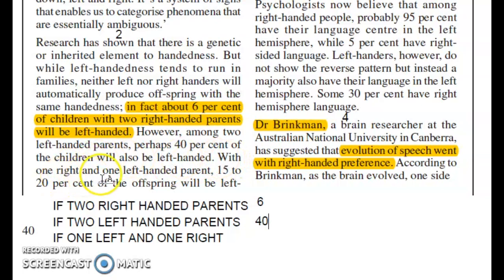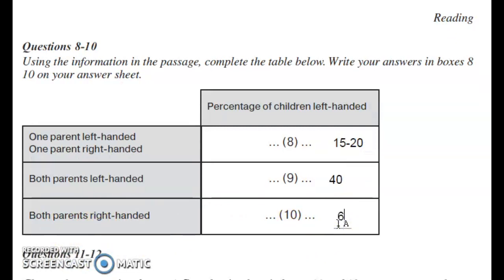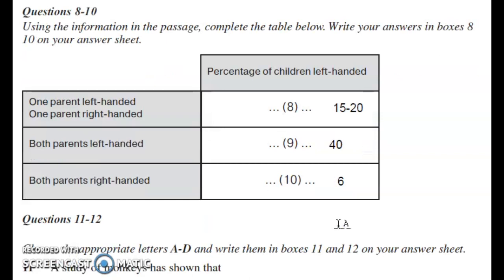With one right and one left-handed parent, 15 to 20% of the offspring will be left-handed. Means one left and one right, 15 to 20. So let's put the answers. One parent left-handed, one parent right, means 15 to 20%. Both parents left-handed, 40%. Both parents right-handed, only 6%. So this is how we can proceed.